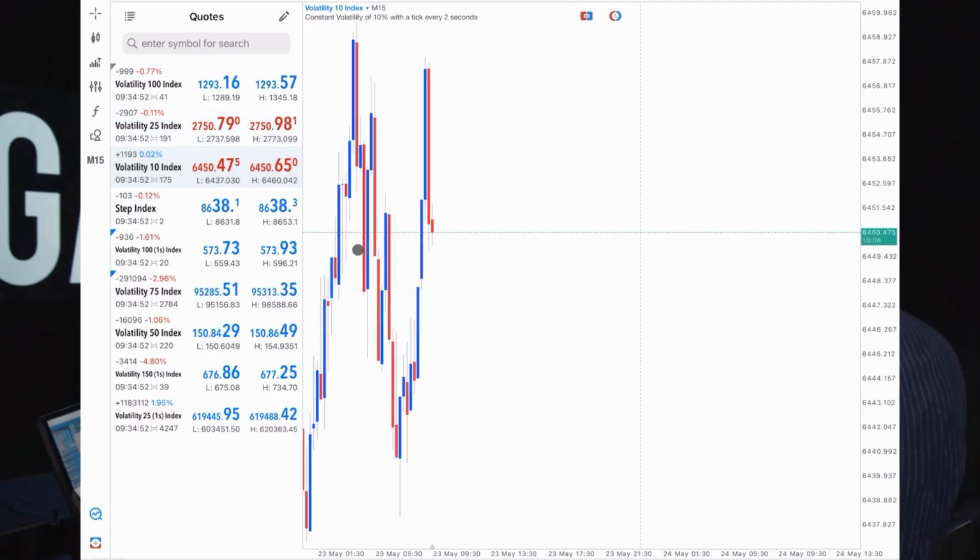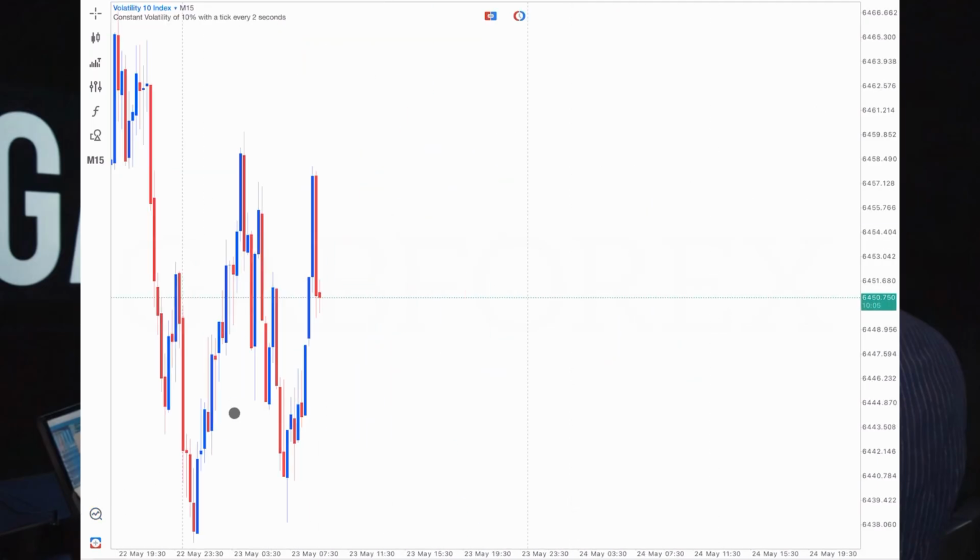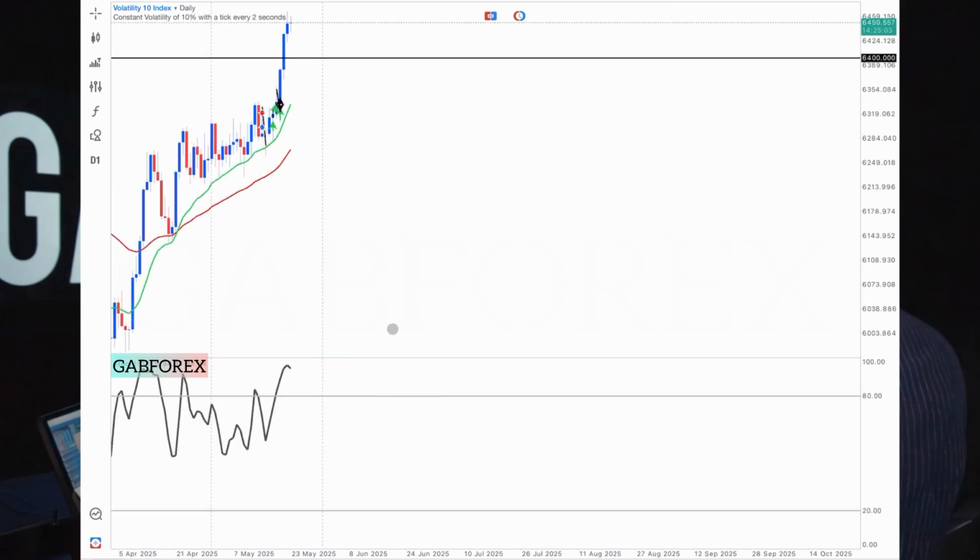Let's go to the third one. All right, the third one, which is volatility 10. All right, so we start from the daily time frame.